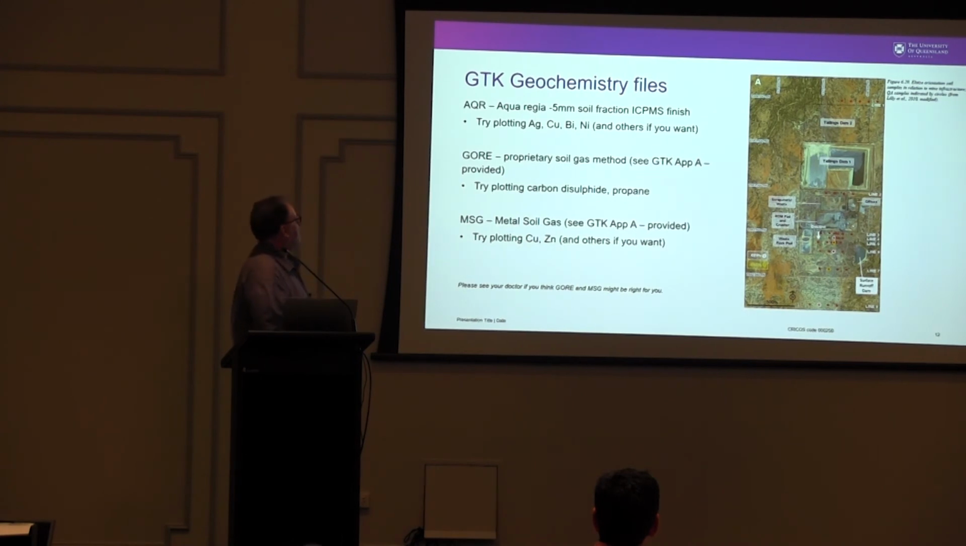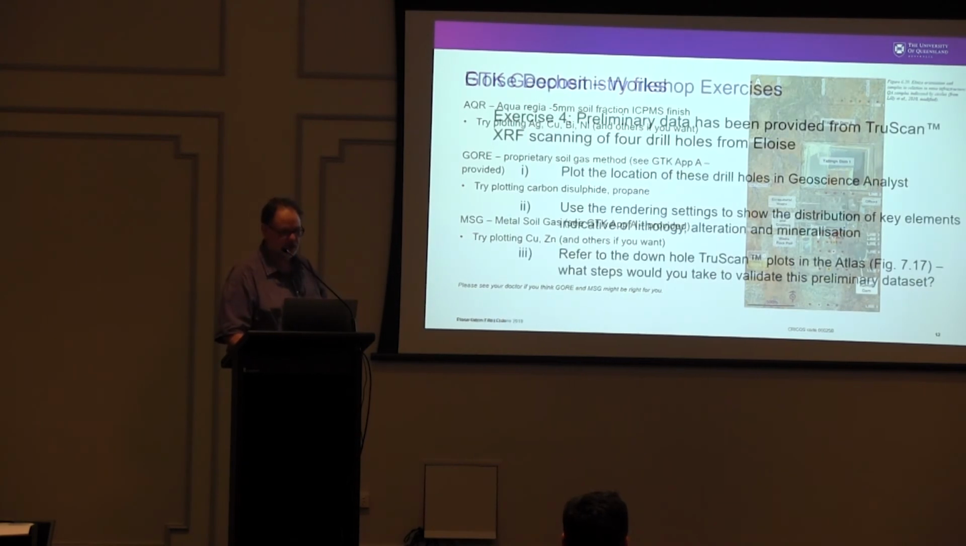So they felt that certainly in the Aqua Regia there was some argument you could make for gold or for silver, copper, bismuth, and nickel, reflecting the mineralization, always with the caveat that you're surveying over a mine site, so it's dangerous. And they also felt that some of both the Gore and the MSG had at least spatially sensible anomalies where you might expect them to be. So it's an example of the sort of data that's available, with the appropriate disclaimers.